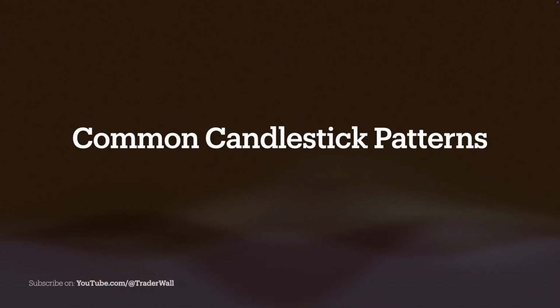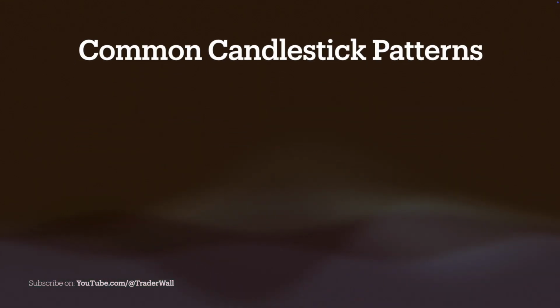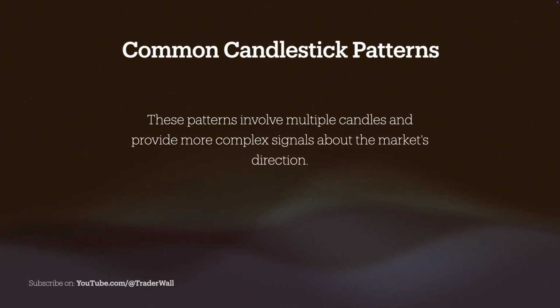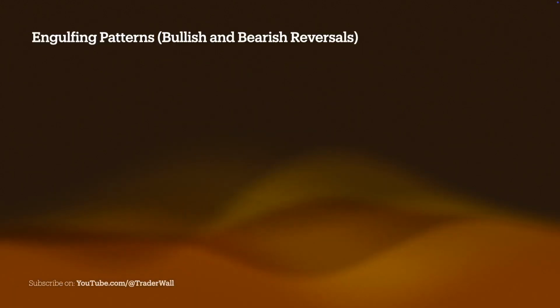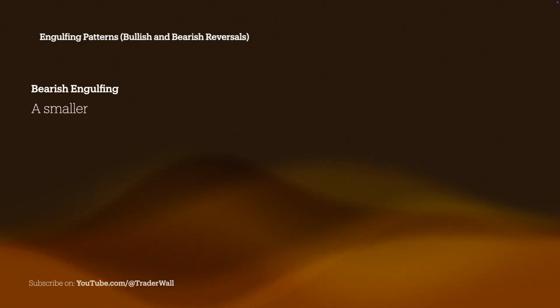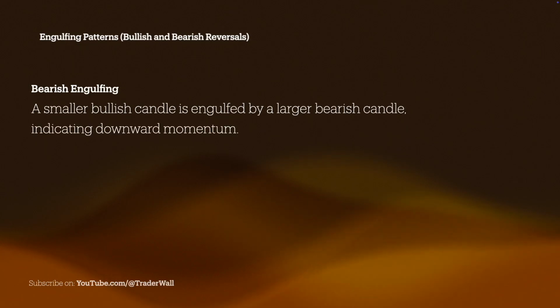Common candlestick patterns. These patterns involve multiple candles and provide more complex signals about the market's direction. Engulfing patterns, bullish and bearish reversals. Bullish engulfing: a smaller bearish candle is completely engulfed by a larger bullish candle, signaling a strong reversal upward. Bearish engulfing: a smaller bullish candle is engulfed by a larger bearish candle, indicating downward momentum.